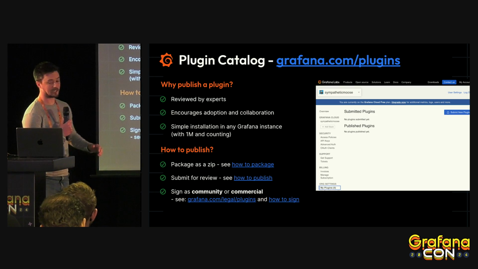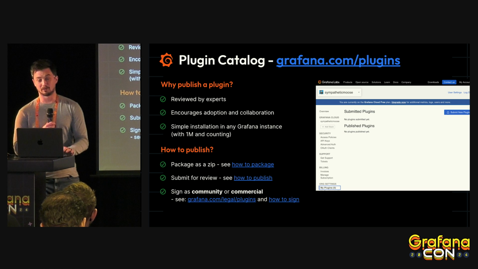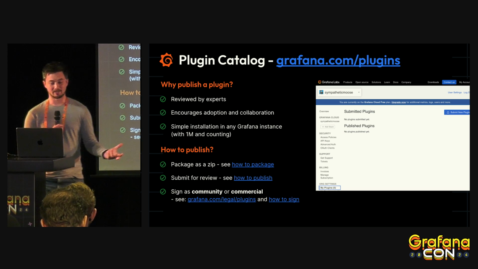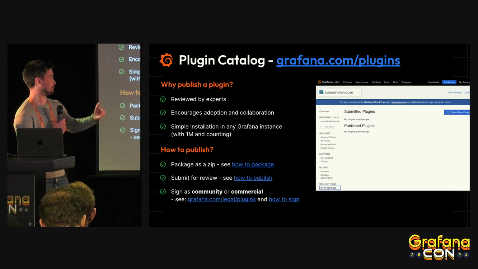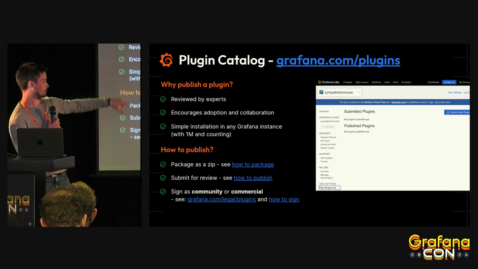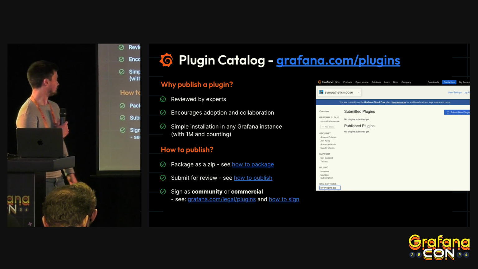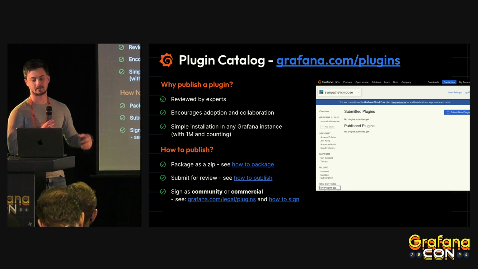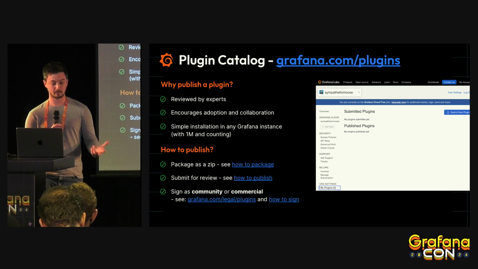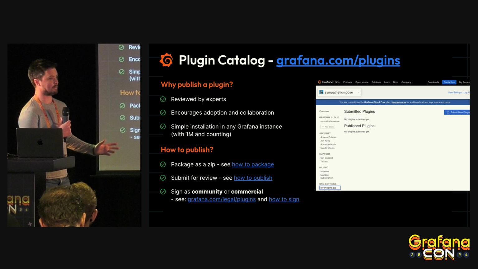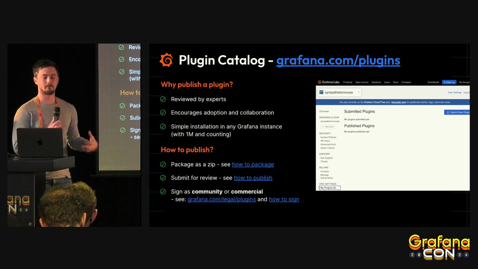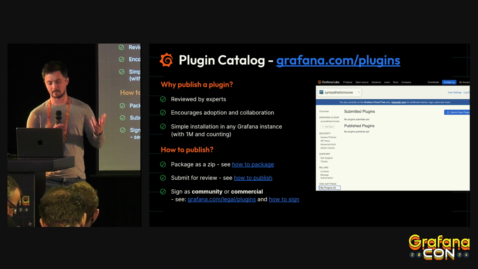Speaking of the catalog, why would you do this? Once you've got a plugin, you want to share it with the world, you want to make it easy to install by everyone, you can submit it to the Grafana plugins catalog from your Grafana.com account. When you do this, it gets reviewed by our team, so we'll make sure it's not doing anything too dangerous, or if it's going to provide a good user experience. It then makes it easier for folks to install it and to find it and hopefully collaborate.